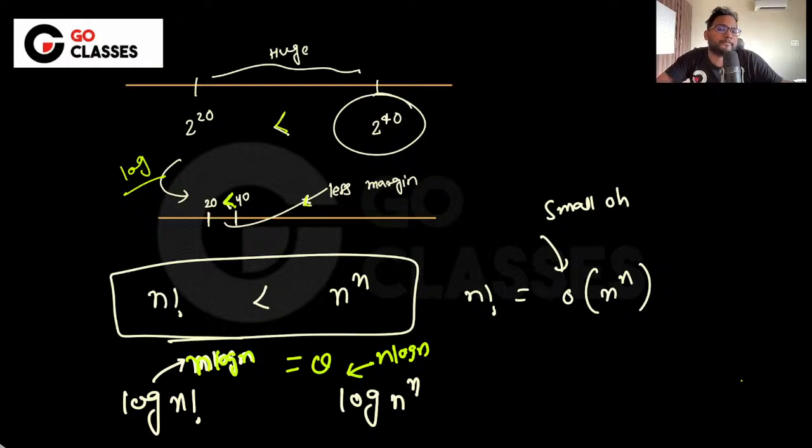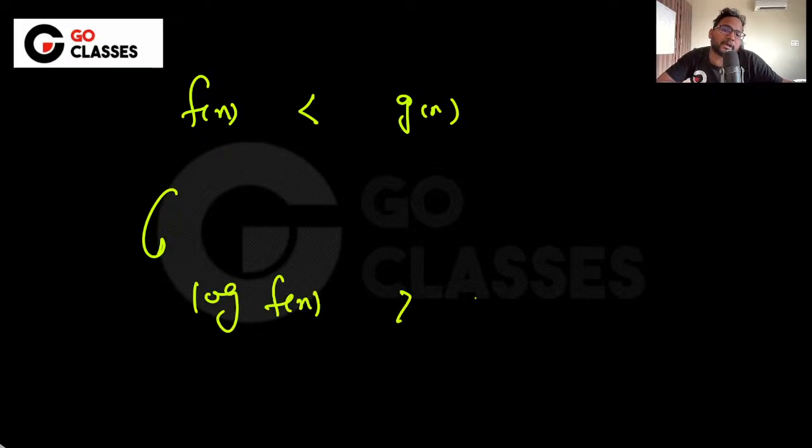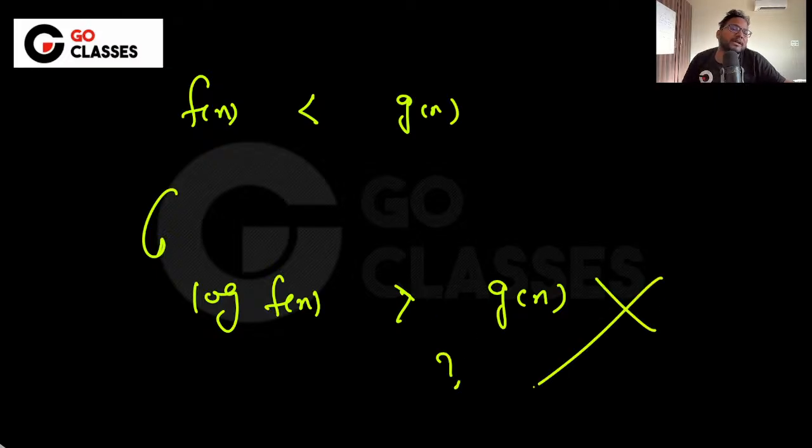That is my point. So it cannot be a reverse inequality. It cannot be the case that, let's suppose f(n) is initially strictly lesser than g(n), then after taking the log, can this inequality be reversed? Tell me, after taking the log, can this inequality be reversed? The reverse inequality cannot happen, right? After taking the log, this cannot happen.